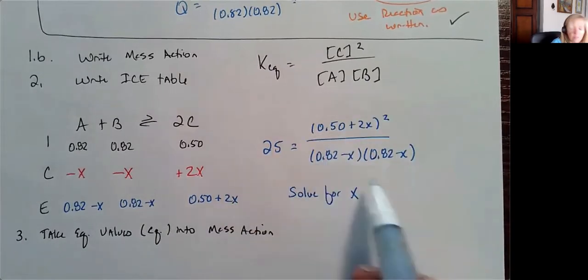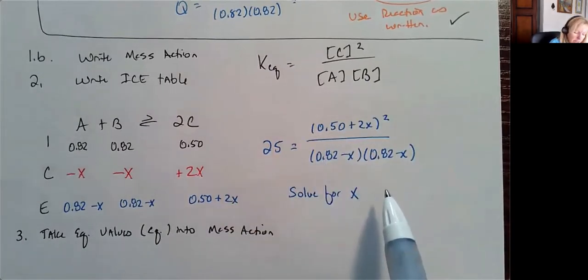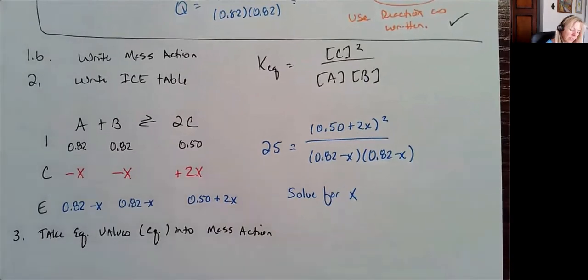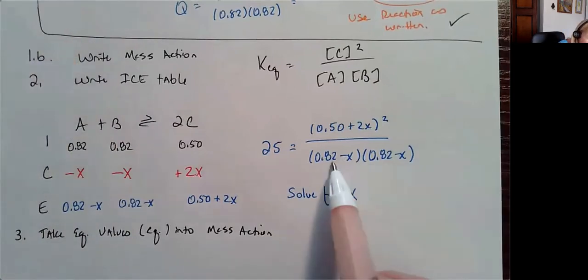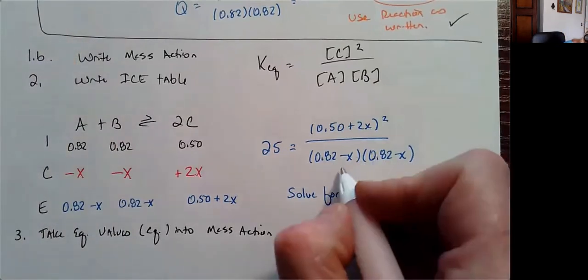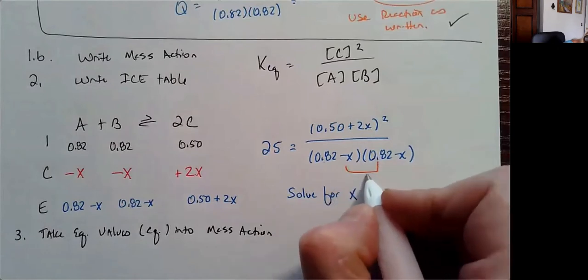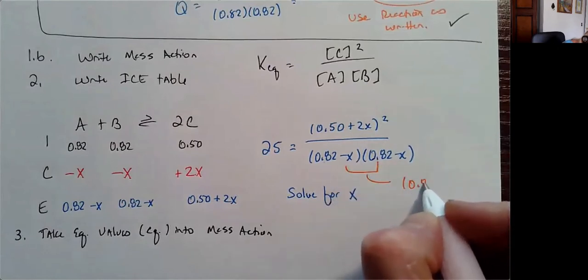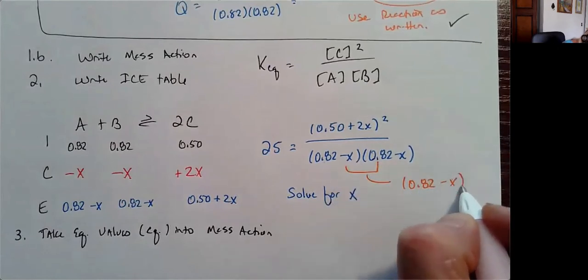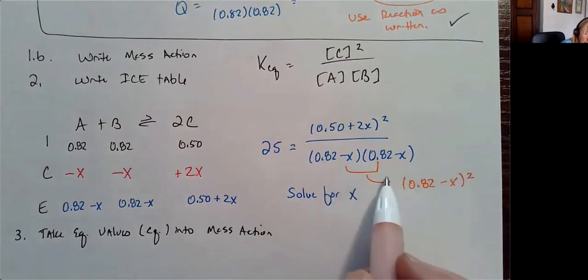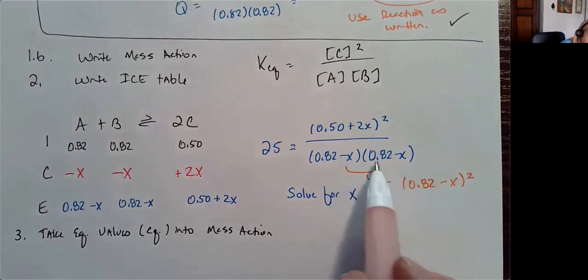This is a lot of quadratic equation stuff here. I'm going to give you a thing to look out for. It doesn't always happen, but it will occasionally. If these are the same, I can rewrite this here this way, 0.82 minus x squared. These mean the same thing. If I break this out, this is what this means.